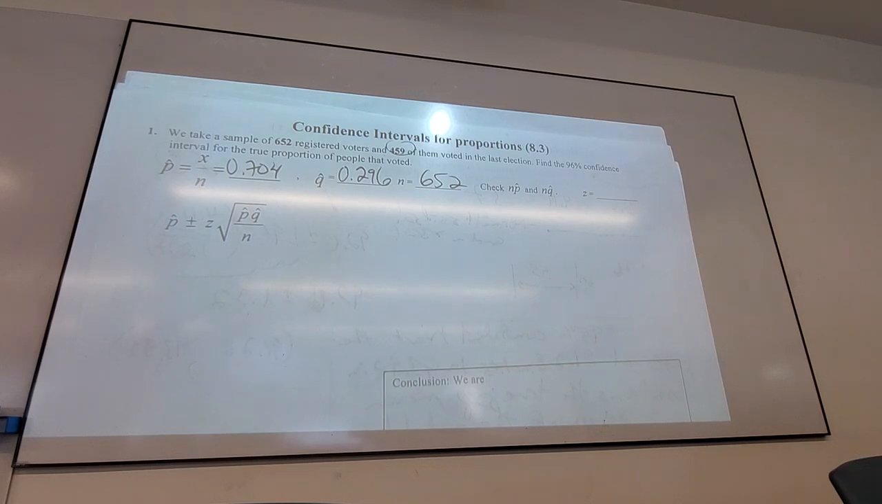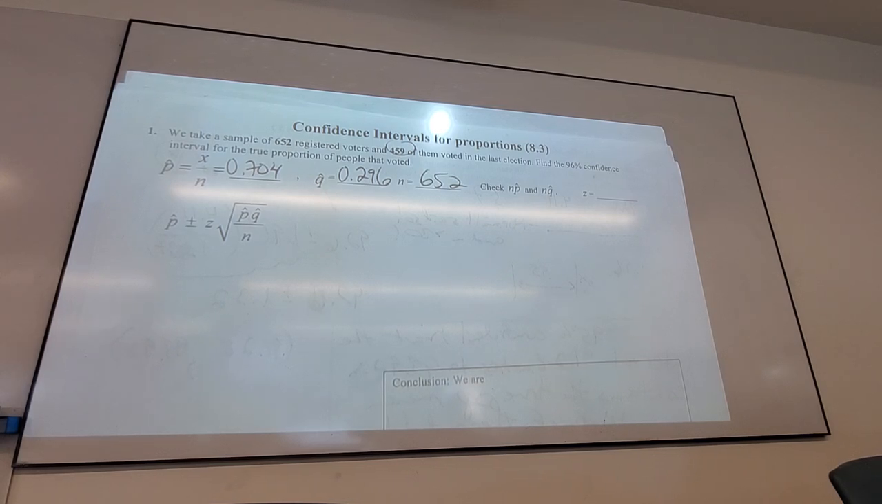So when I say check np hat and nq hat, it's exactly the same as you saying n is greater than 30. That's for a means problem. If n is greater than 30 for a problem about means, what do I know about the distribution? It's going to be normal. Normal limit. This is not a means problem, is it? Can't use that. The central limit theorem is for means.